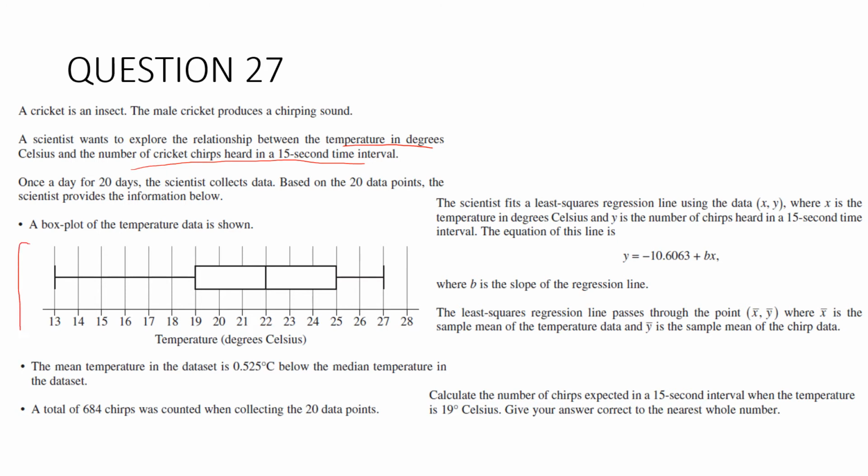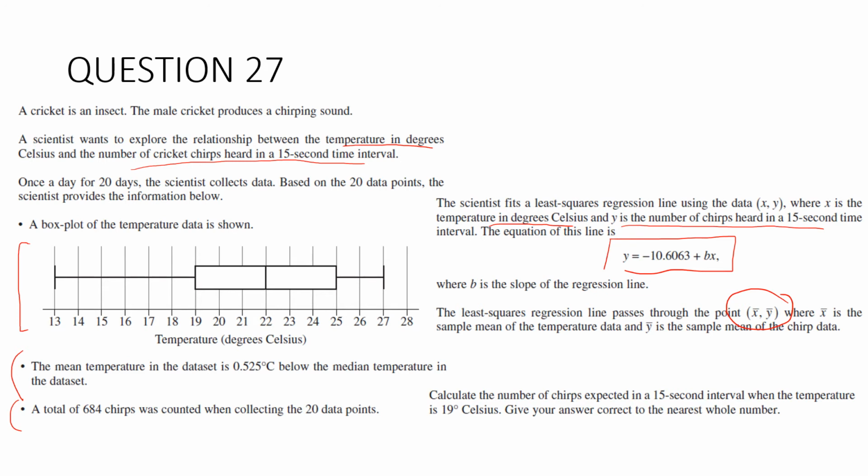Based on the 20 data points, the scientist provides the following information. We have a box plot for the temperature data. We're told the mean temperature is 0.525 degrees below the median, and a total of 684 chirps was counted when collecting the 20 data points. The scientist fits a least squares regression line using the data x, y. X is the temperature in degrees Celsius, y is the number of chirps heard in a 15-second time interval, and here is the equation of the line. B is the slope. The least squares regression line passes through the mean point. X bar is the sample mean of the temperature data, Y bar is the sample mean of the chirp data.